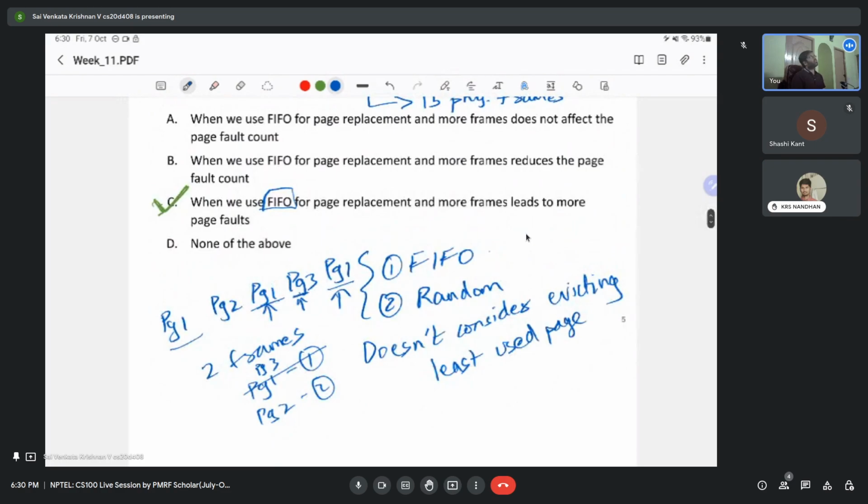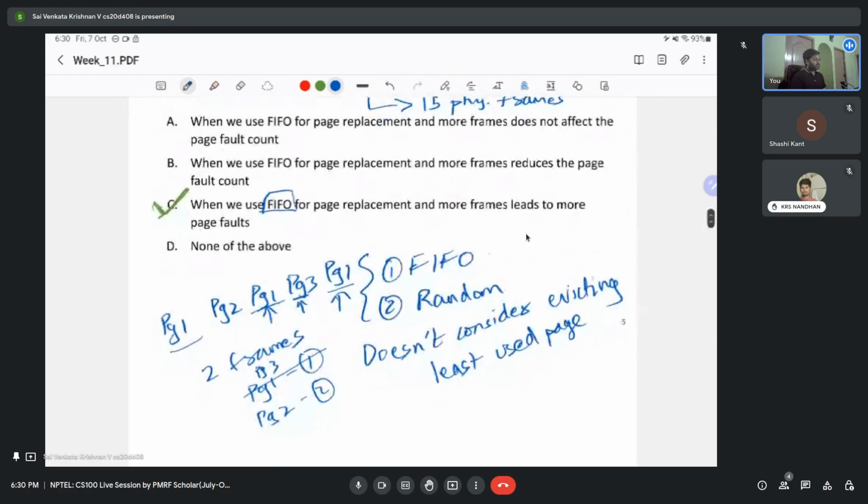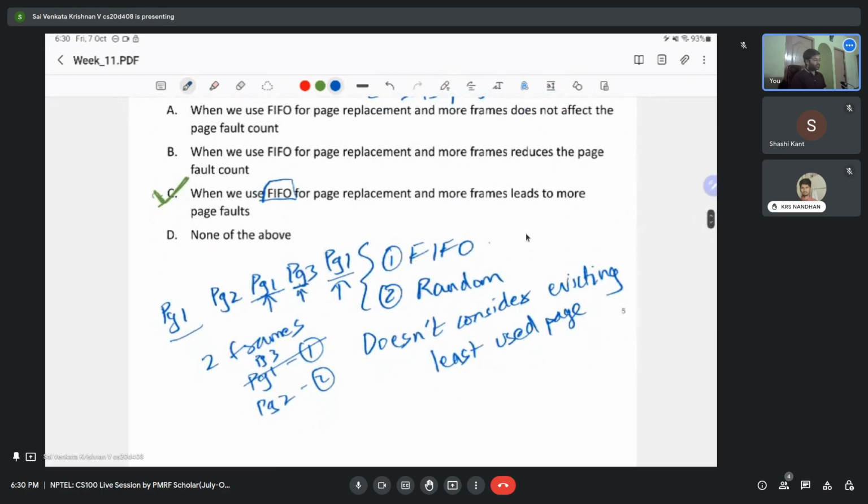Proof, I'm not sure. There may be proofs in the research papers. I have not googled them actually, but the reason is that FIFO and random-based policies don't consider these aspects, the recency information. That's the main intuitive reason behind Belady's anomaly.